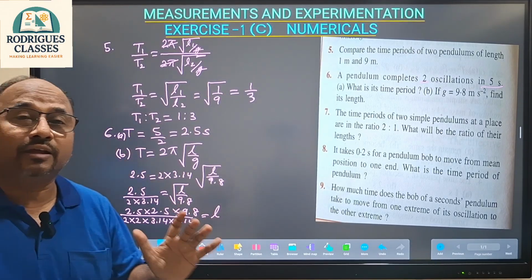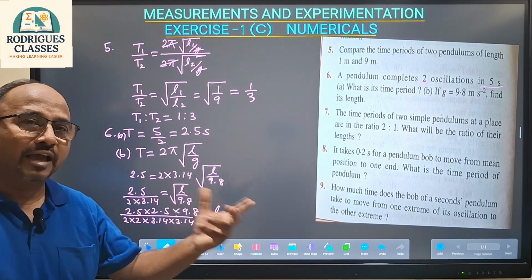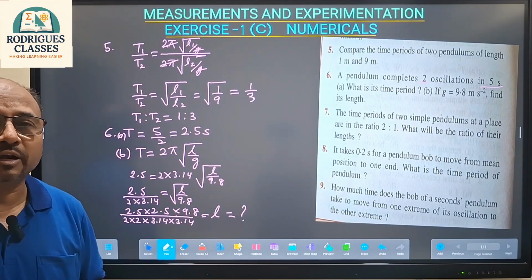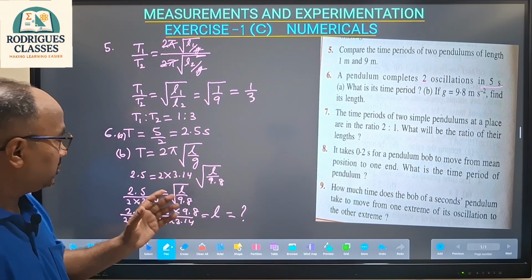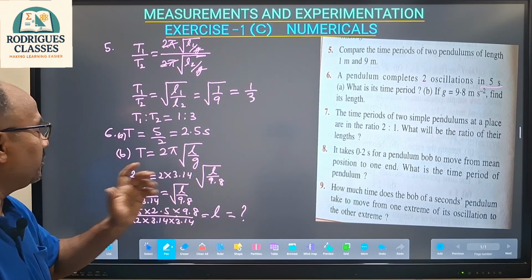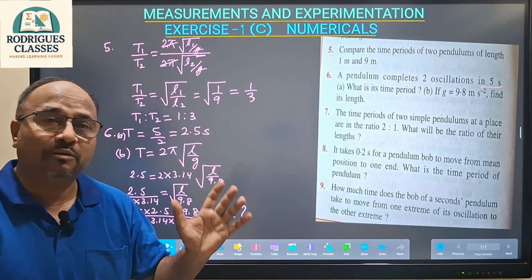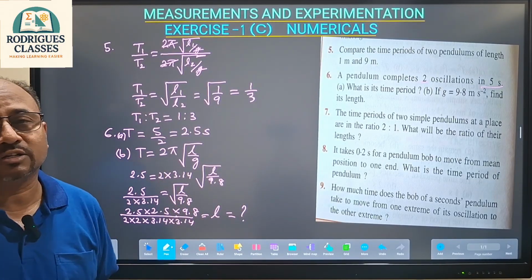Now this is a very lengthy calculation. Calculate it at home and give me the answer in the comment. Okay. So this is the method of doing this sum wherever you will have to find the length of the pendulum. In most cases you will get a lengthy calculation.